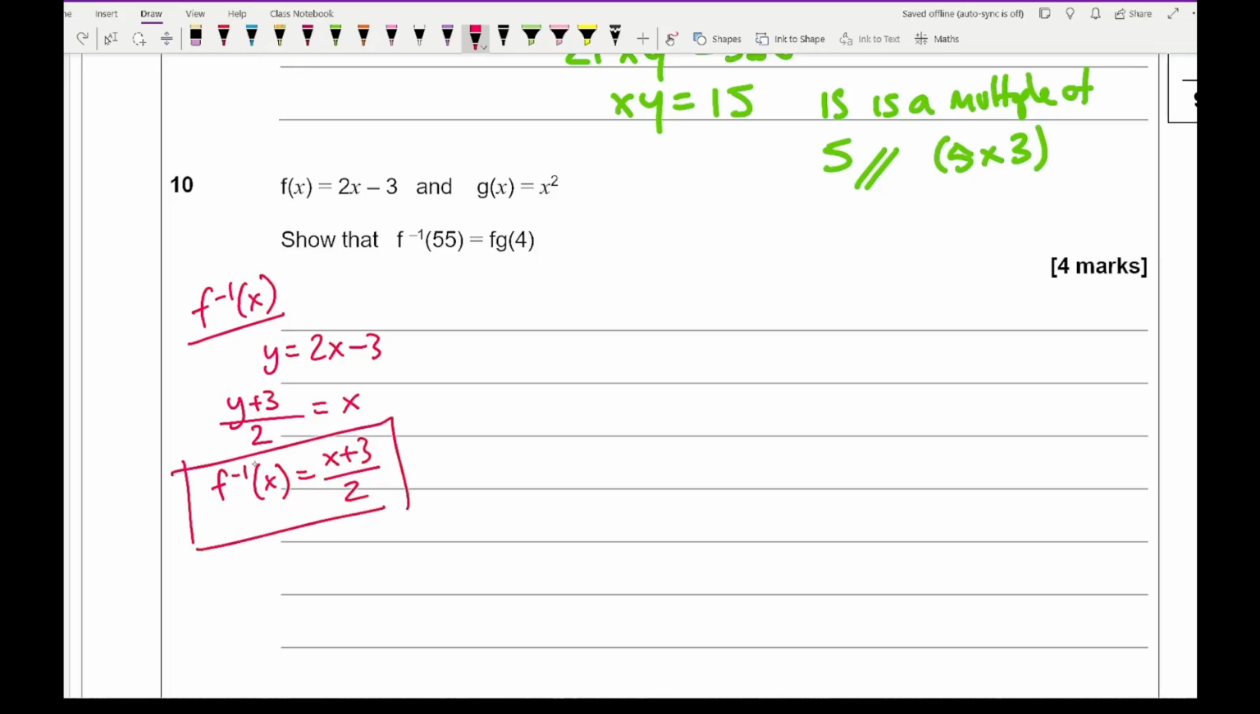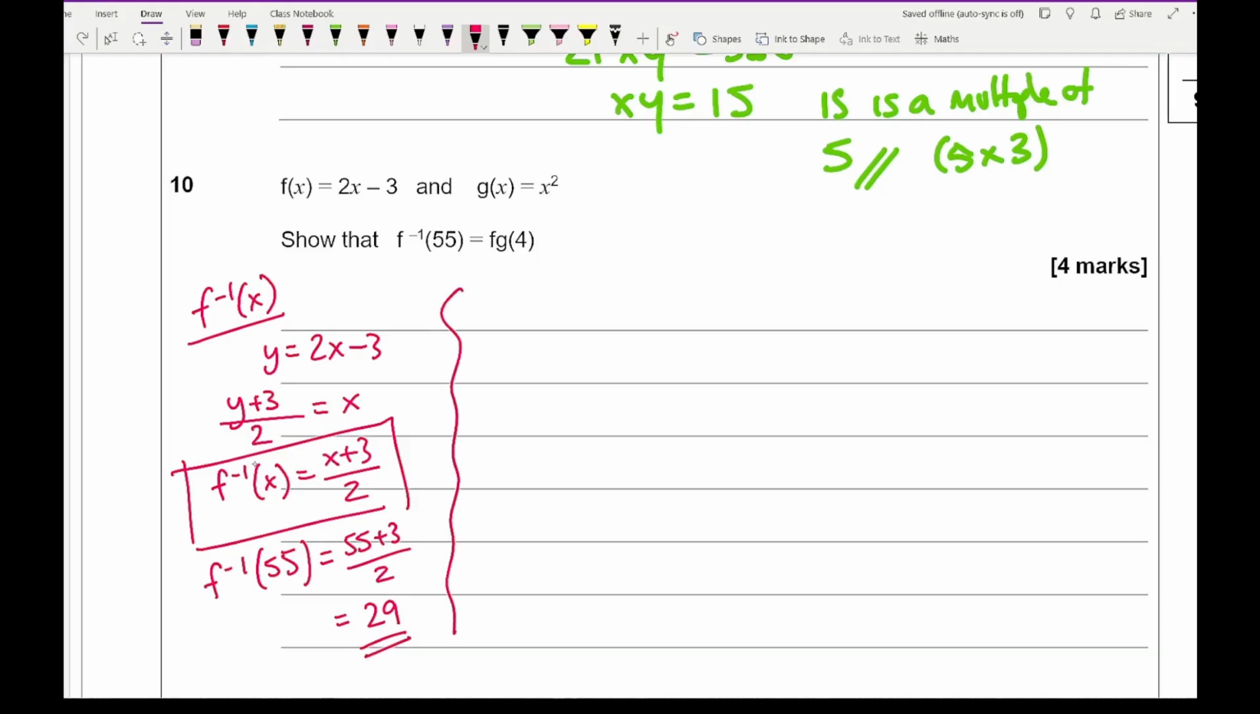Now if I substitute 55 into that, so the inverse function of 55 equals 55 plus 3 divided by 2. That gives me an answer of 29.